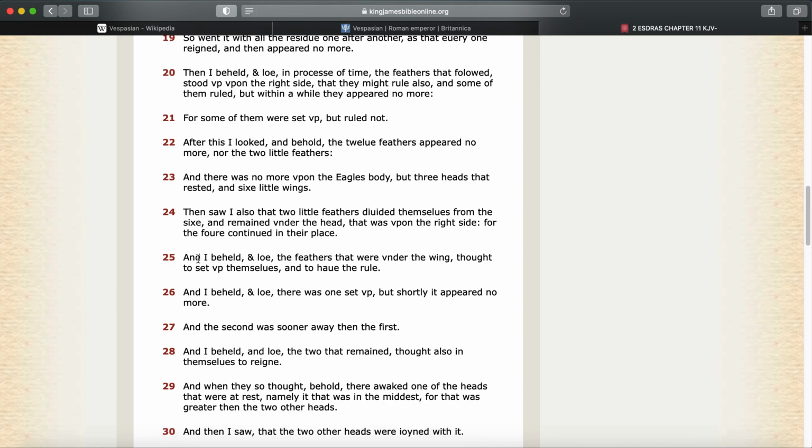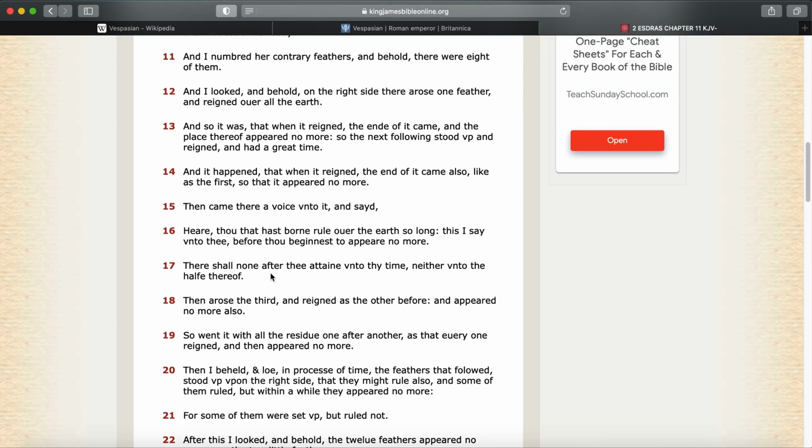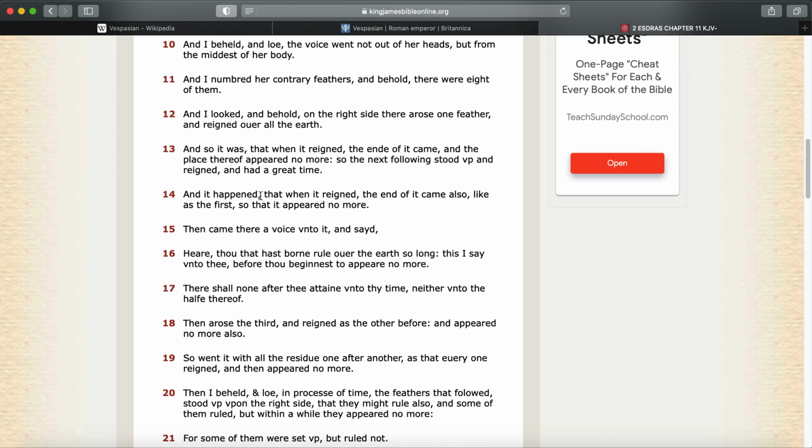Verse 25 says, "And I beheld, and lo, the feathers that were under the wing thought to set up themselves and to have rule." Exactly. They thought to set themselves up and have rule, thinking they were going to rule for a long time. But we know and understand when we read about Augustus further up in this chapter. Matter of fact, let's start at verse 14.